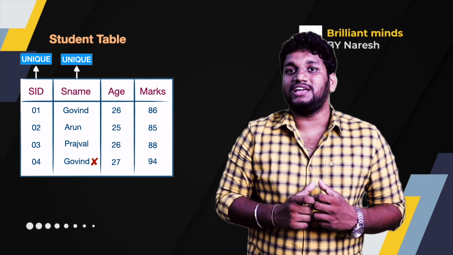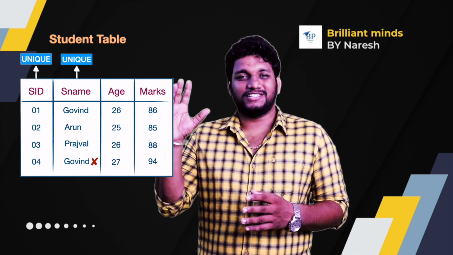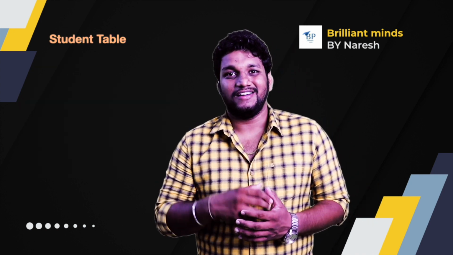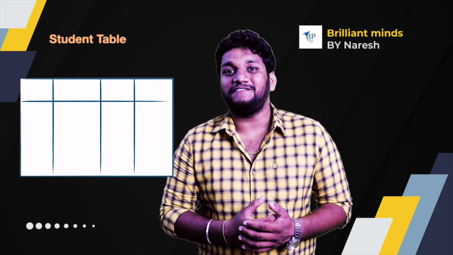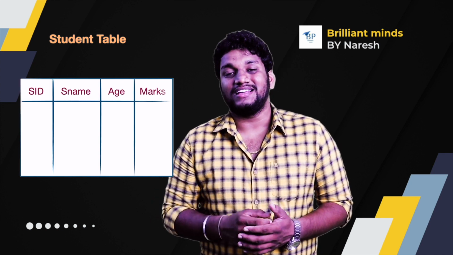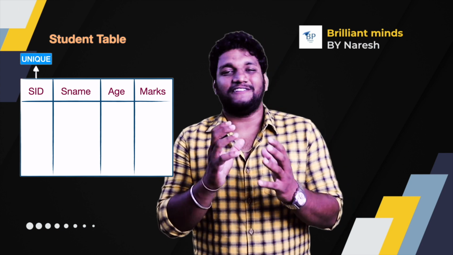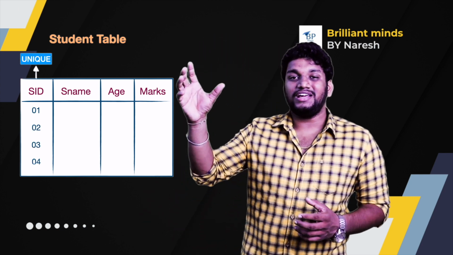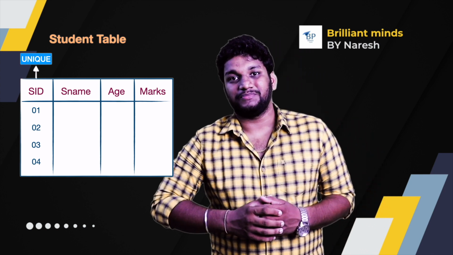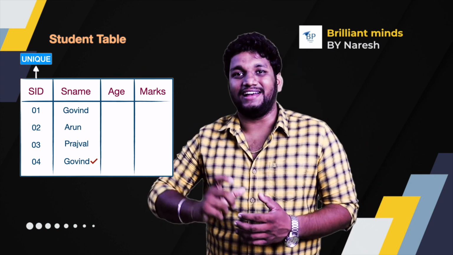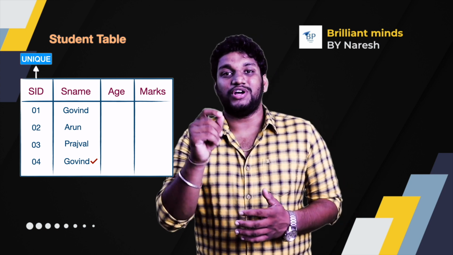So for the student name column, we cannot use the unique constraint. Why can't we use it? Because there is a possibility of two students having the same name. If that is possible, then definitely we cannot use the unique constraint for student name. Then where can we use it? We can use it for student ID.